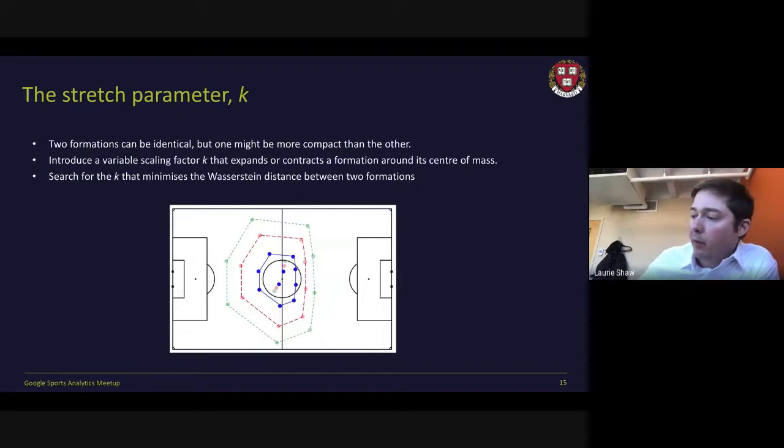So one small extension that's worth mentioning to this process is to recognize that two formations can be identical, but one might be a more compact instance of the other. And given that we want to separate formations based on their shape and not solely the area encompassed, we rescale one of the formations during a comparison such that compactness is no longer a discriminator. So we do this by introducing a variable scaling factor k that essentially expands or contracts the formation around its center of mass, and we search for the value of k that minimizes the Wasserstein distances between the two formations.